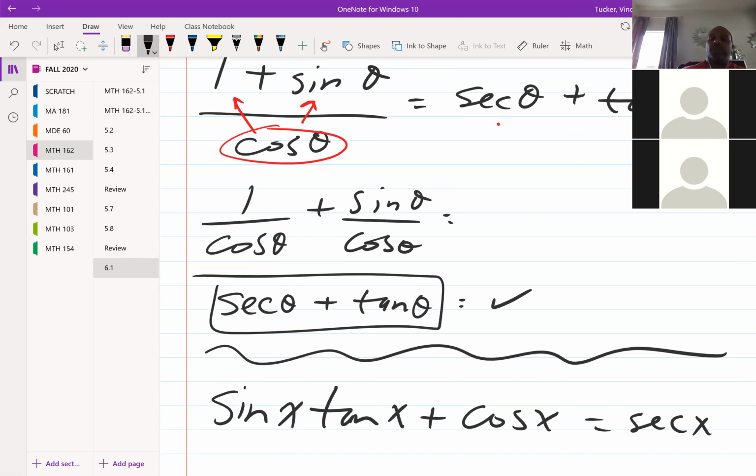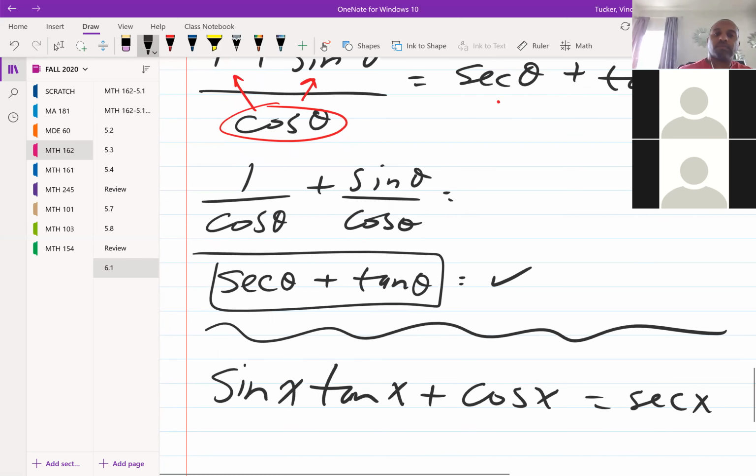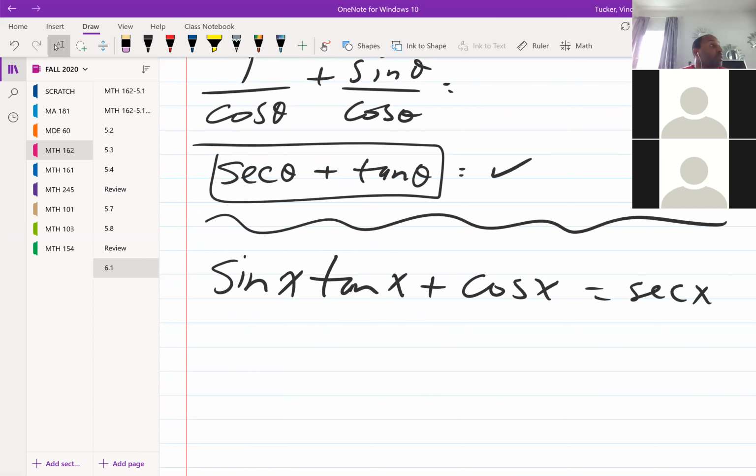All right, so the next one. Sine x times tangent x plus cosine x equals secant x. Notice the thought process here is that I have 2 terms. Your plus and minus signs separate your terms. I need to figure out a way to combine them because they're set equal to just 1 term, and that is secant.